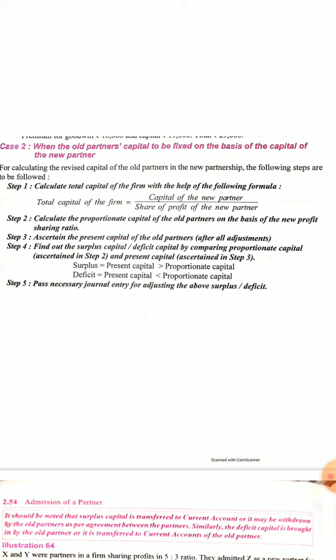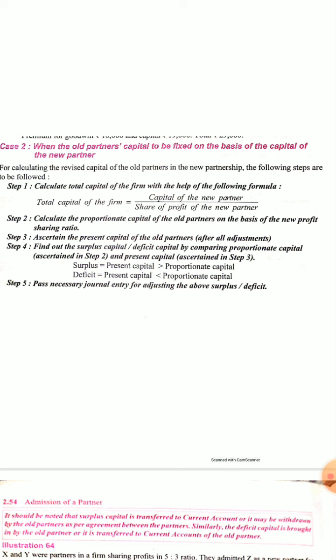First step is to calculate the total capital of the firm with the help of the following formula. So total capital of the firm equals capital of the new partner divided by the share of profit of that new partner. You already know if you divide the capital of the new partner by the share of profit, you will get the total expected capital or proportionate capital of the firm according to the new partner's capital.